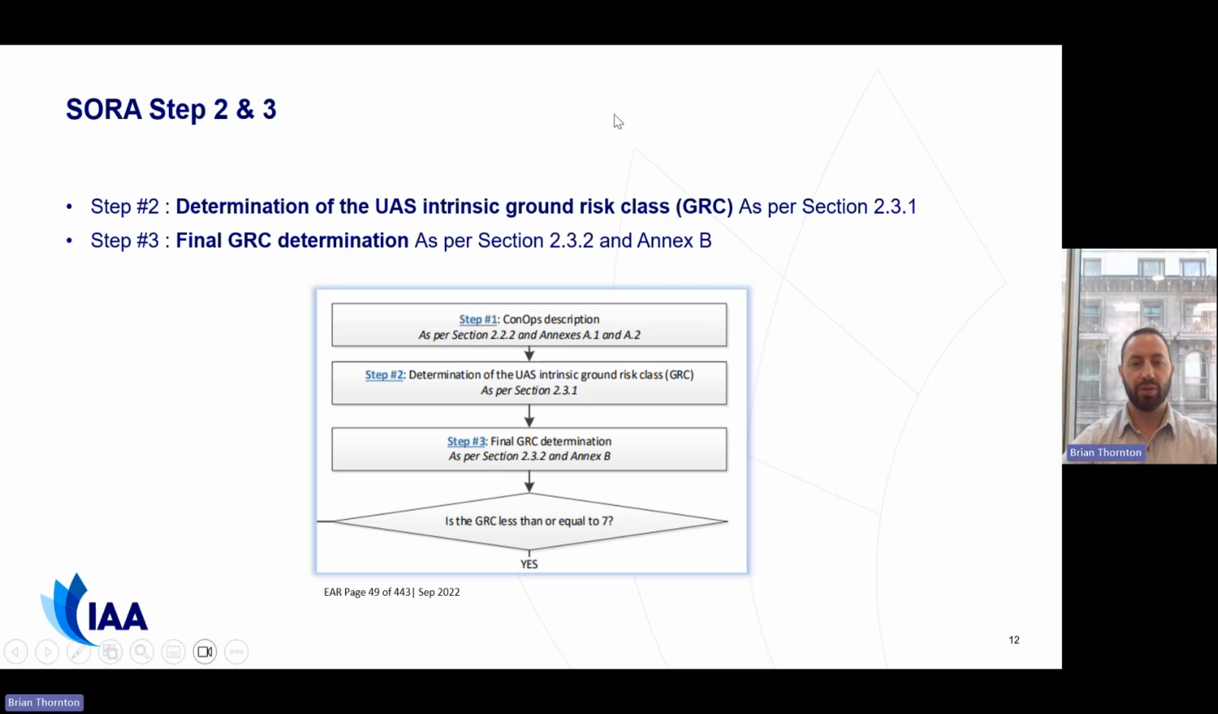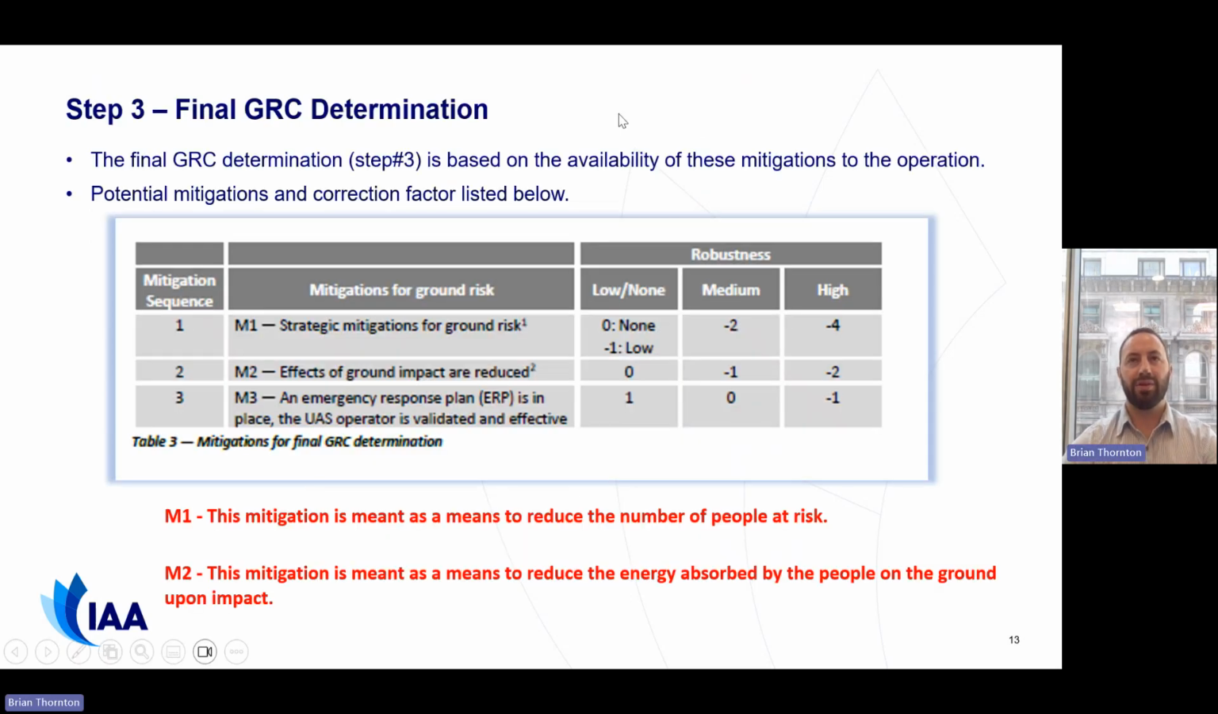Why am I talking about steps 2 and 3? Because steps 2 and 3 feed into your mitigations, which feed into your mitigations for your adjacent airspace. So this is just a lead in to SORA step 9, and we'll discuss that later on. So you might ask, what type of mitigations do we have with regards to step 3 of SORA?